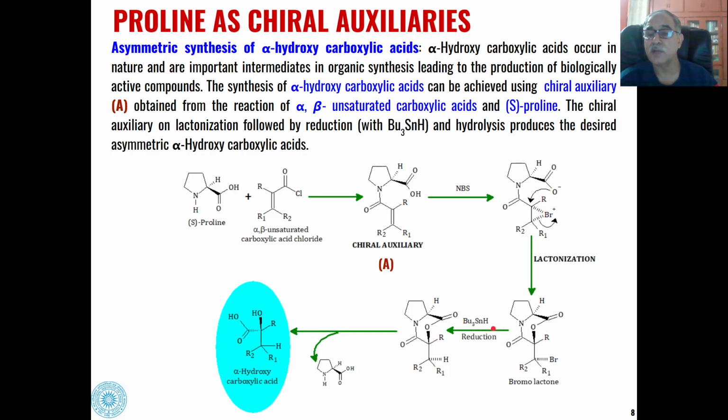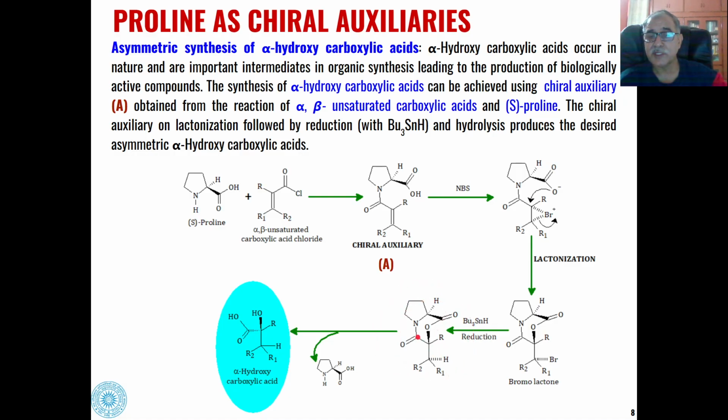and these bromolactones undergo reduction in the presence of tributyltin hydride. So alkyl halides are converted into alkanes through these types of reduction reactions. So this Br will be replaced by H, tributyltin bromide will be formed, and this H will go to the place of the bromo group, and this on hydrolysis.